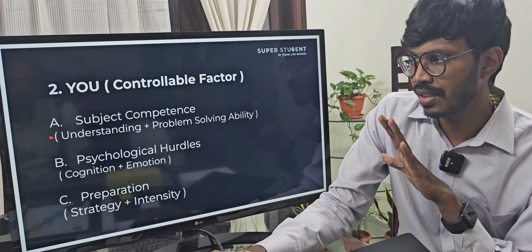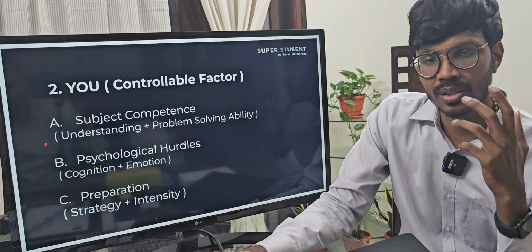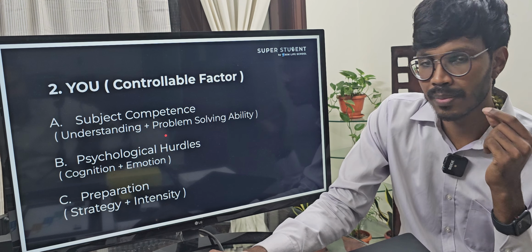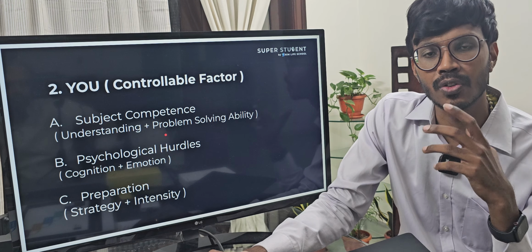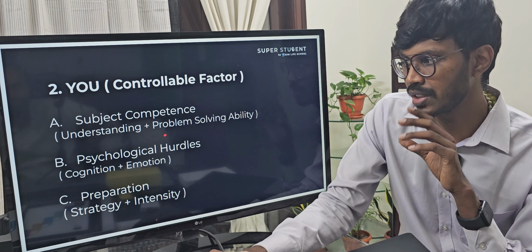So these are exactly the controllable factors. Number one, your subject competence, your understanding of the subject, and most importantly, your problem solving ability. Even if you understand, if you're not able to solve problems or answer questions, that would not take you anywhere. This is about the first one.